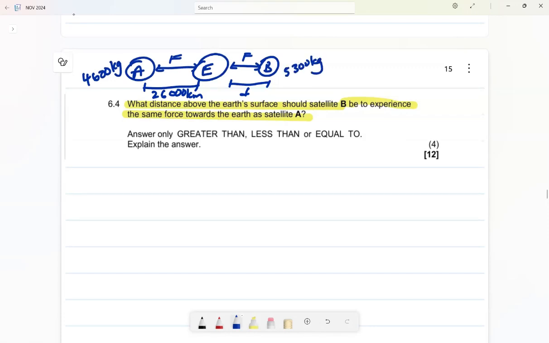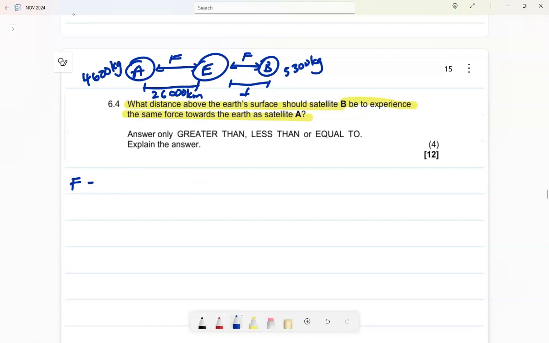Now, for B to experience the same force as A, we need the force between A and the Earth to be equal to the force between B and the Earth. Should the distance of B from the Earth be greater than this one or less than this one so that it is the same force? So we're going to use calculation.